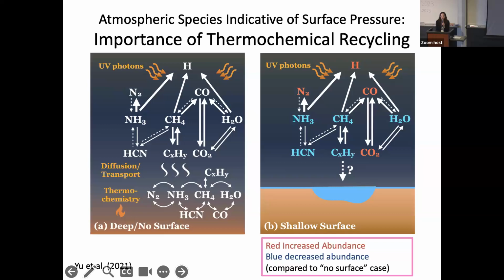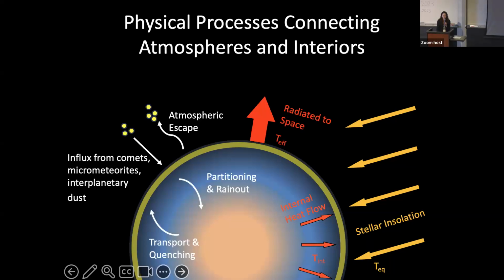And so here they're coloring blue the species that they find to have decreased in abundances when there's a presence of a surface, and in red the species where they see an increase in the abundances compared to the no surface case. Okay, so this is the transporting and quenching part of this cartoon.